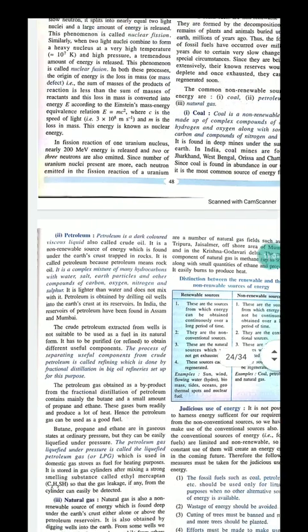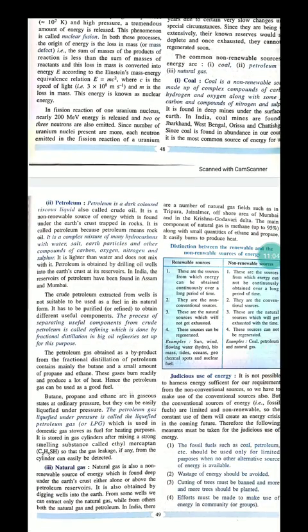Now petroleum is a dark colored viscous liquid, also called crude oil. When we are getting this petroleum, it is very dark in color and very thick. It is known as crude oil. After fractional distillation of this crude oil, we get different types of oils and gases. Suppose petrol, diesel, kerosene, coal tar, LPG, these all we will get from the crude oil.